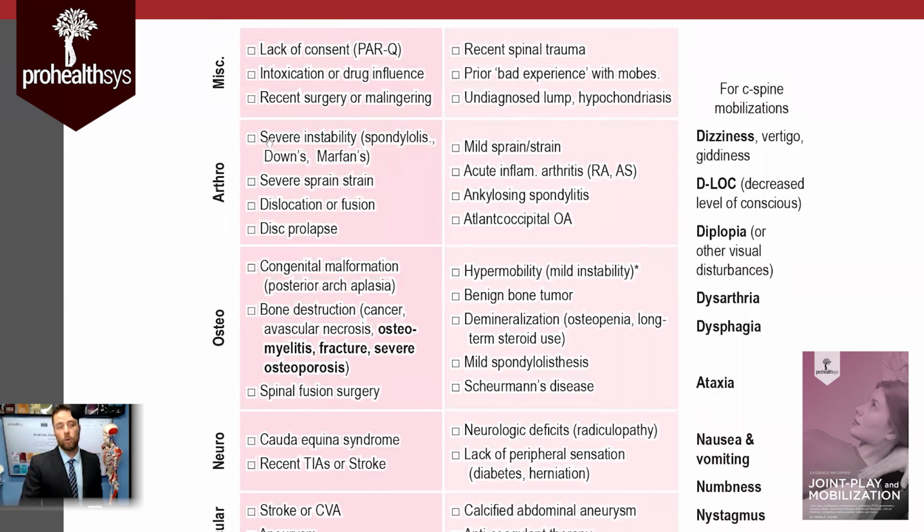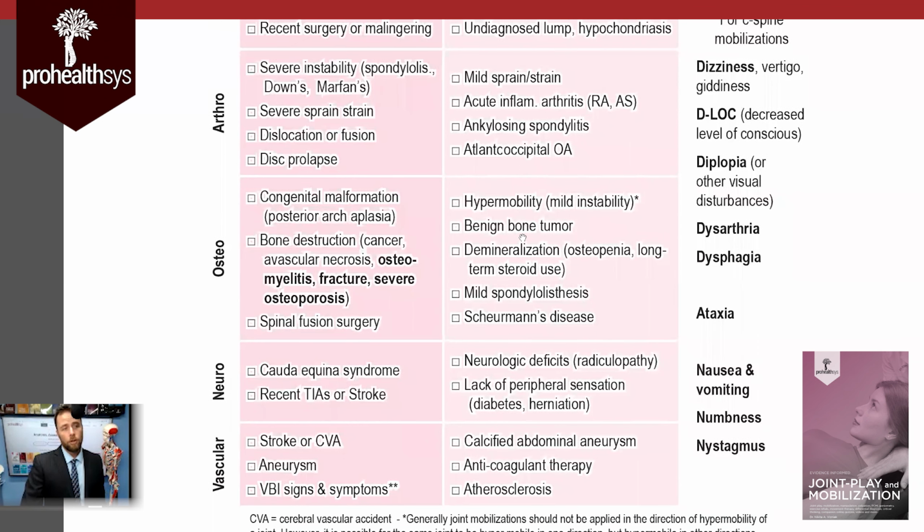Next, under the arthro, we have severe instability like spondylolisthesis could be there, Down syndrome, Marfan syndrome. Severe sprain strains, don't go thrusting on that. Dislocations or fusion or full disc prolapse might be an absolute contraindication. Relative would be a mild sprain strain. Acute RAs like RA or AS could be flaring up. I don't know why I put ankylosing spondylitis twice there, but whatever. Atlanto-occipital osteoarthritis potentially.